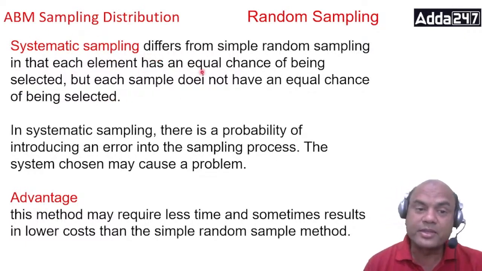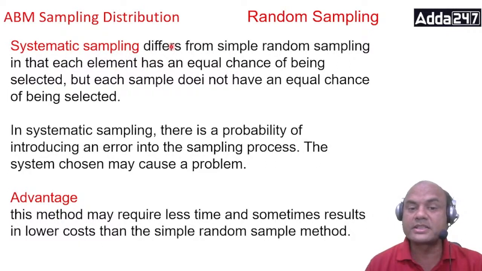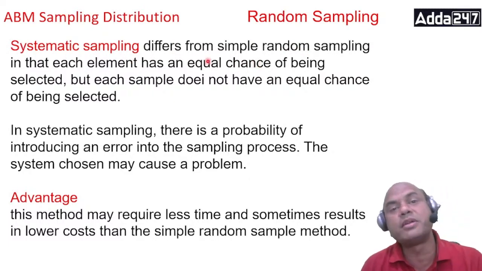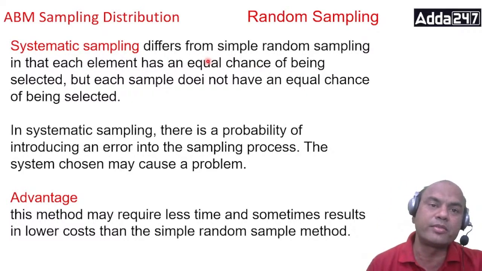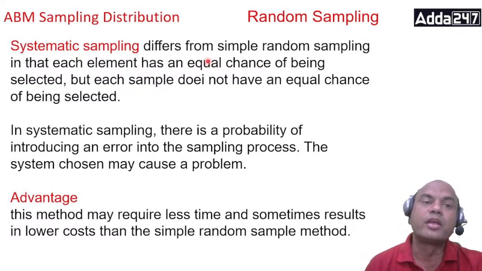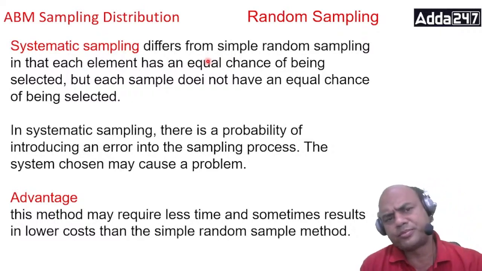And this question comes in the exam as a "complete the following" for 1 mark. Systematic sampling differs from simple random sampling in that each element has an equal chance, because I don't know which element will stand in the fifth position. Whenever I tell them to stand in a row, who will be standing fifth? I don't know.